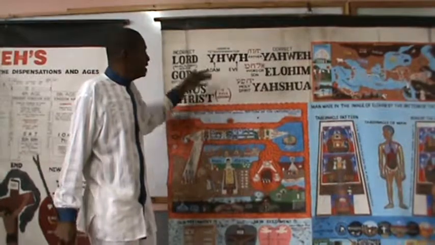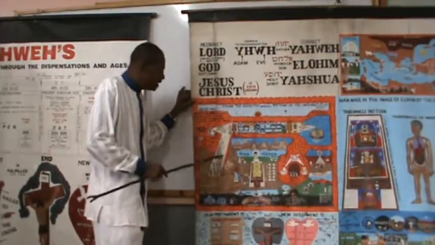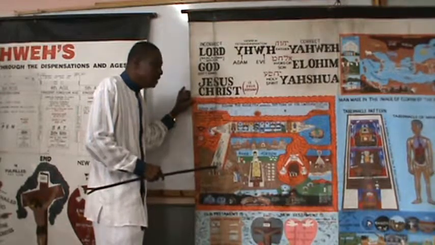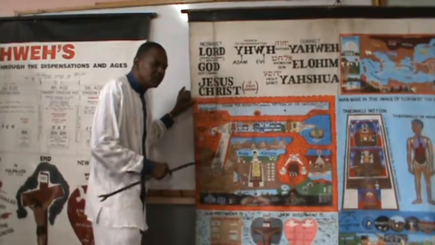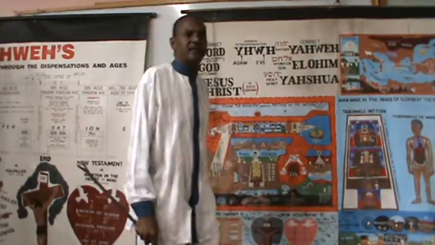You understand me? Then when I read Exodus 24, and I read that one. Exodus 24, Moses, yes, and Aaron, Nadab and Abihu. That's 4 men, and 70 of the elders. That's 74 men. And they saw God.